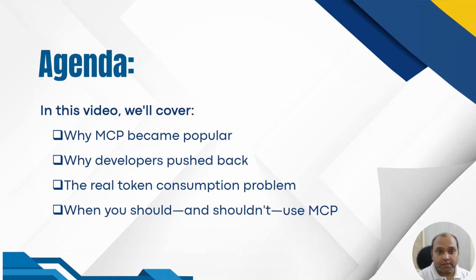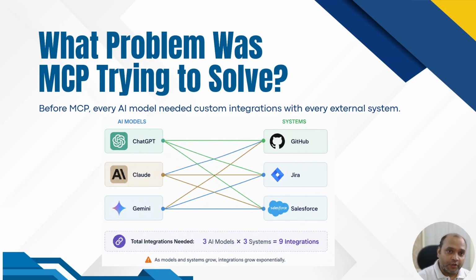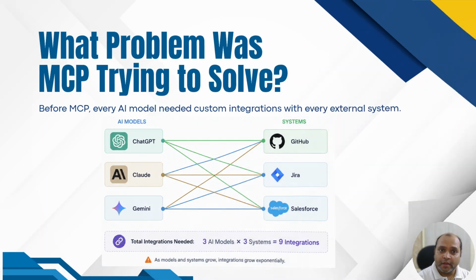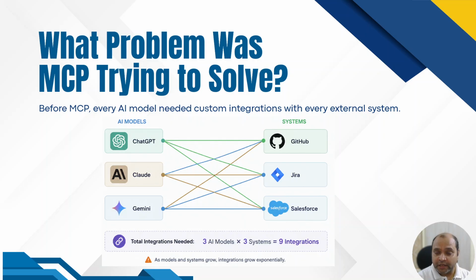Let's see this. What problem was MCP trying to solve? Before MCP, every AI model needed custom integration with every external tool. This means it becomes an M x N matrix. As AI models and systems increase, it becomes a cross multiplication. So as models grow, integrations grow exponentially. It's very difficult as a developer to handle those things. This was the problem MCP was trying to solve.